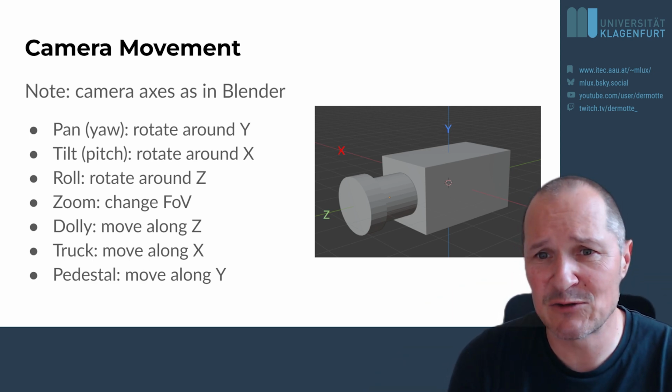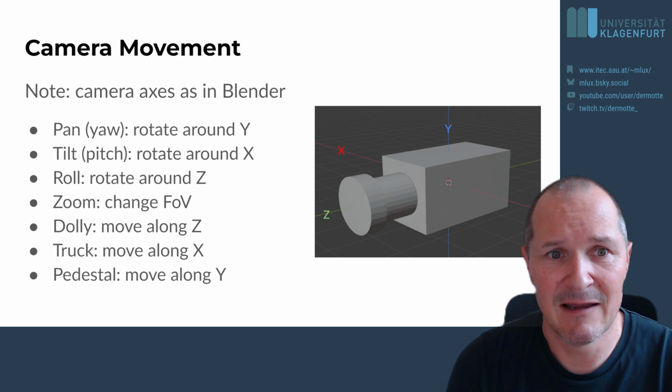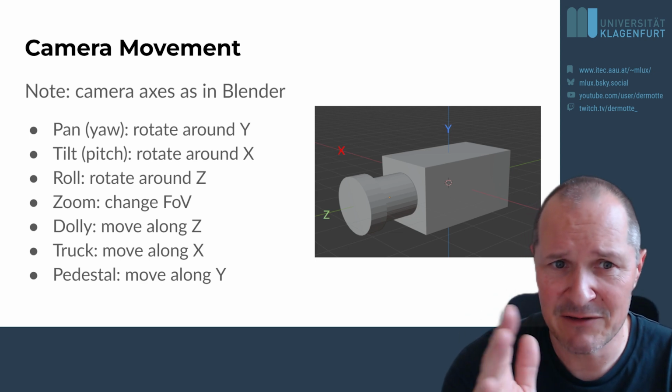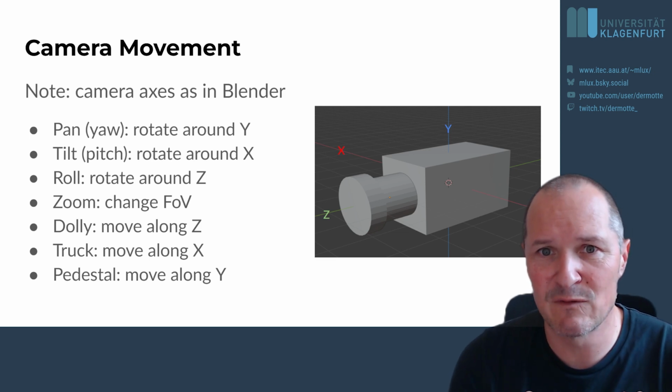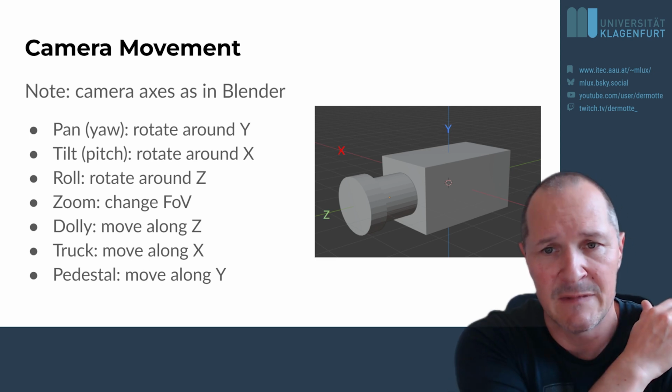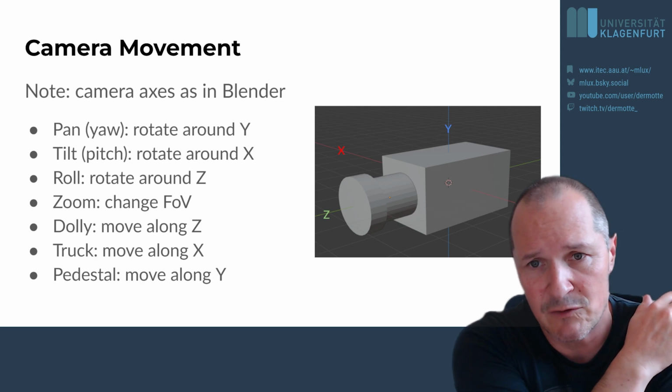If you zoom, then you change the field of view typically. Because going near that, it's called dolly. That's the move along Z. The truck is the move along X, and the pedestal is the move along Y. So these things come from cinema terms.